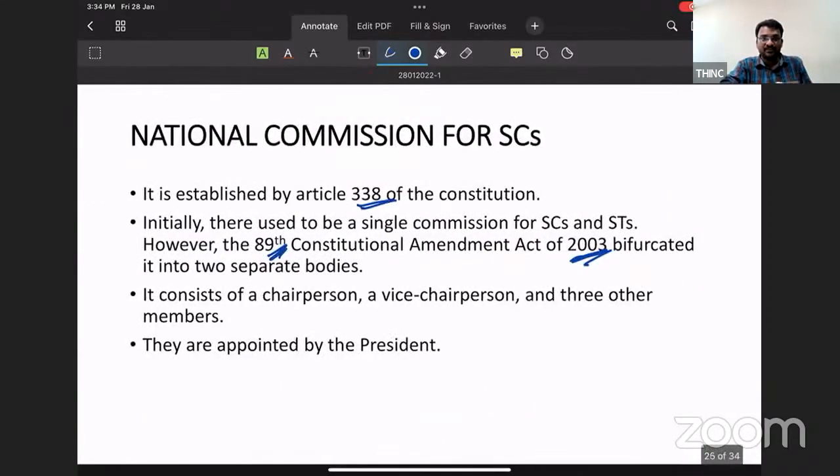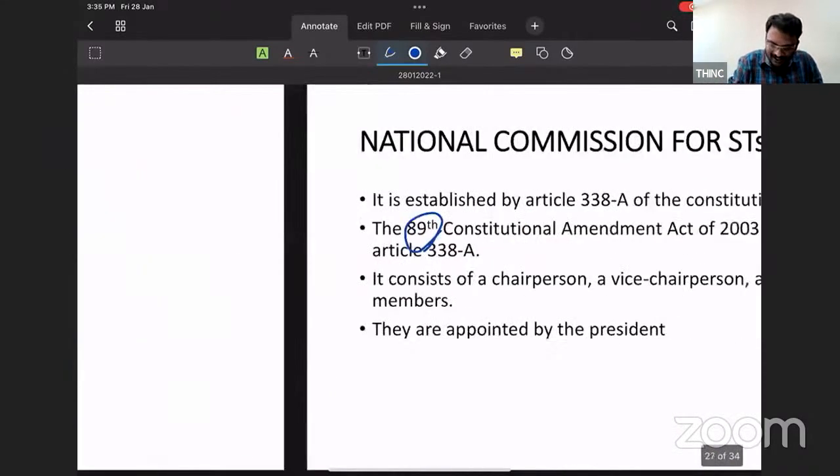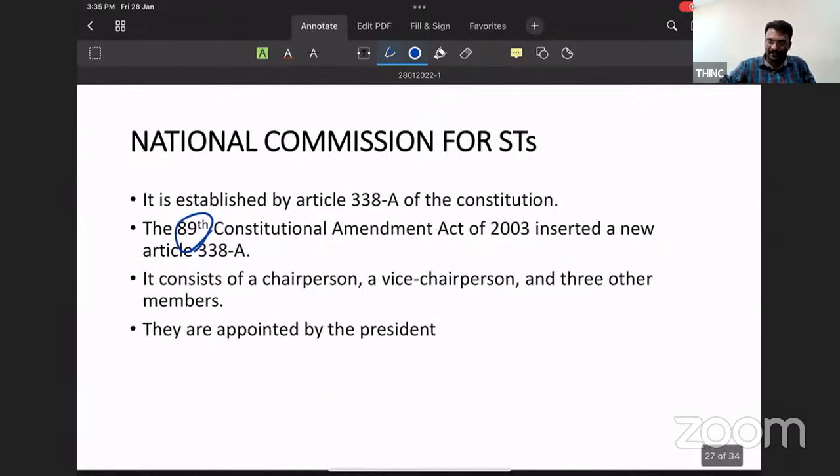So the National Commission for SCs is having a chairperson. I will tell the name of the chairperson. So the chairperson for SCs is Vijay Sampla. Vijay Sampla is the chairman of the National Commission for SCs, and the STs commission is having Harsh Chauhan. Okay. So these are current affairs things.